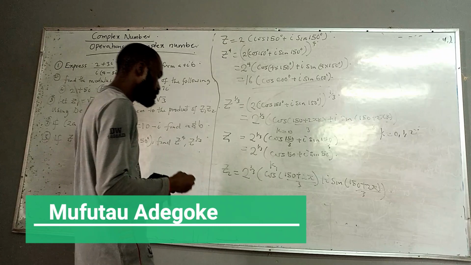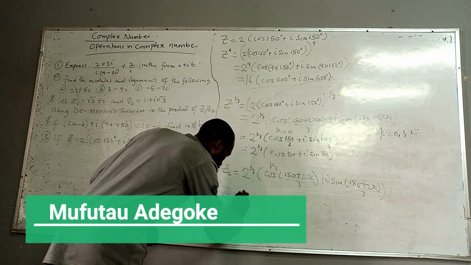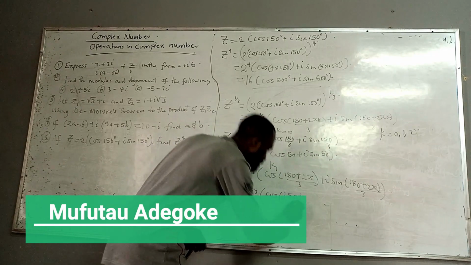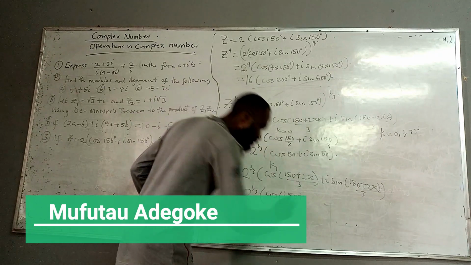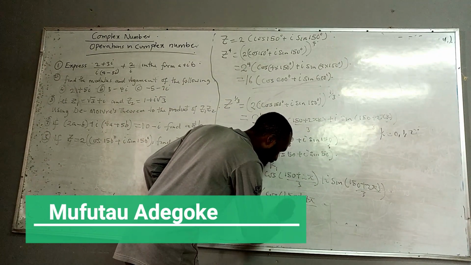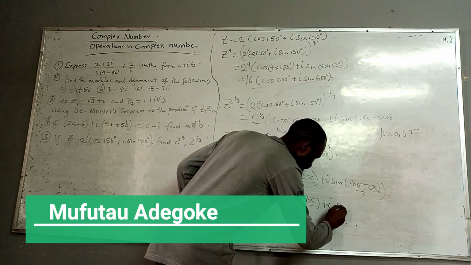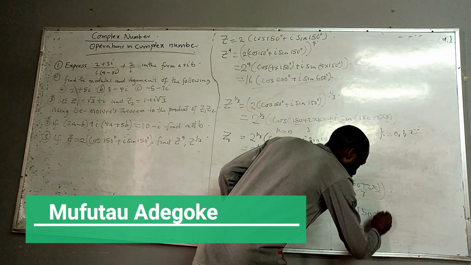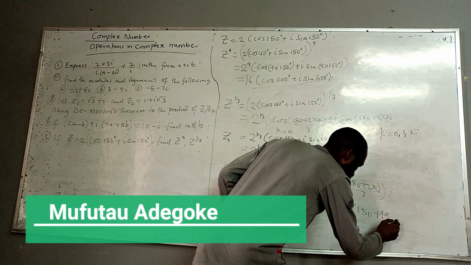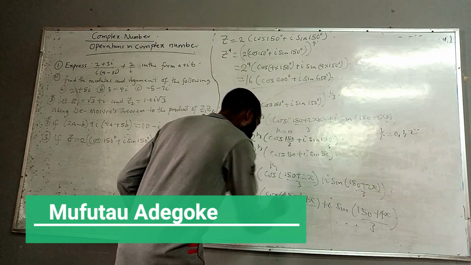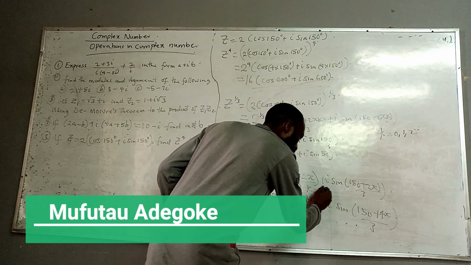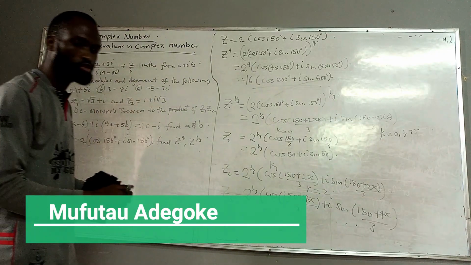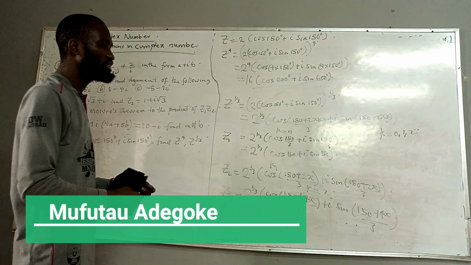Why the last one, when k is equal to 2? We have z3 will be 2 raised to the power of 1 over 3 cos 150 plus that will give me 4 pi divided by 3, plus i sine 150 plus 4 pi divided by 3. This is where k is equal to 2. And that is the solution. From your calculator, you can get the answer to this.